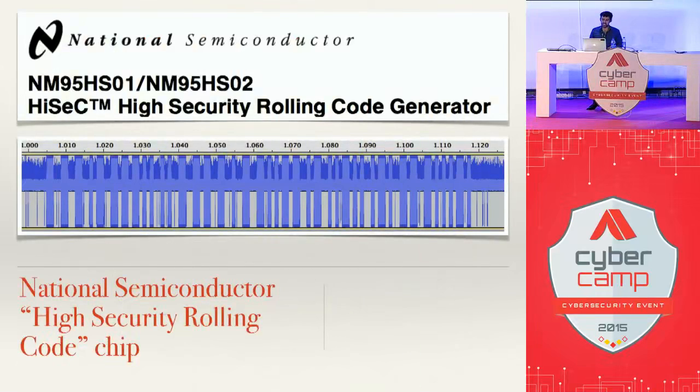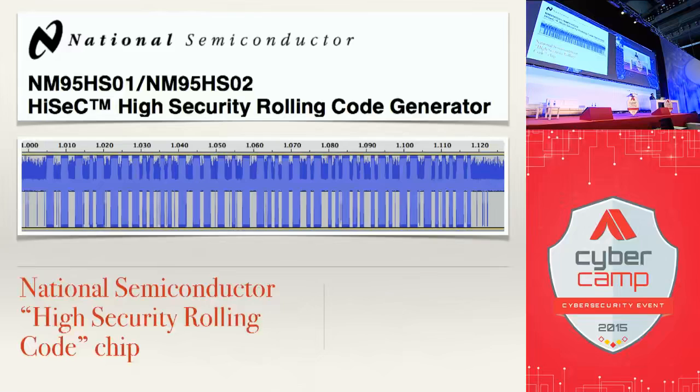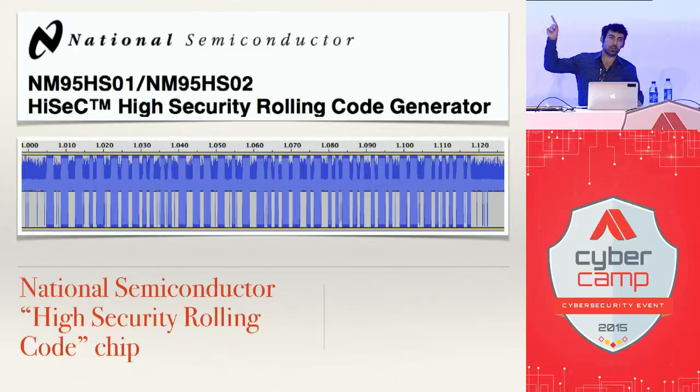One of the chips that I was looking at was the high security one. I was looking in my car, actually. It was using this chip called NM95HS01. It's called the HiSec High Security Rolling Code Generator. And when I sniffed it, it looked like this, except the data kept on changing.